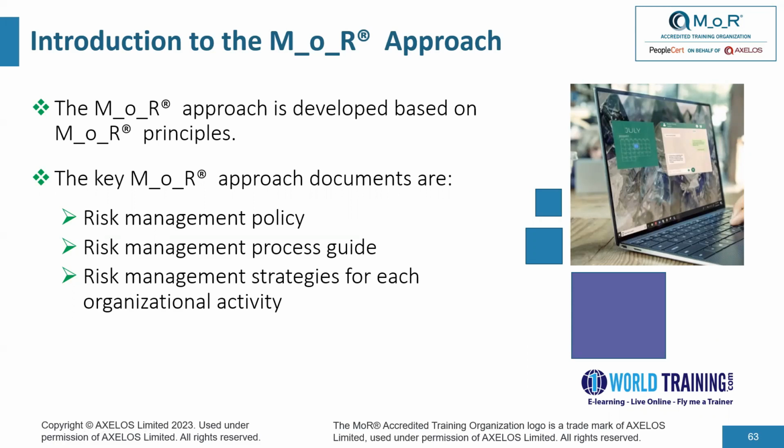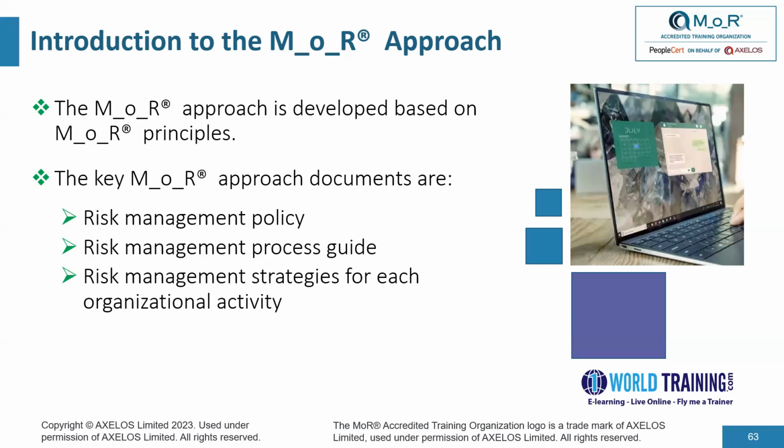And then you have the risk management process guide. It explains how an organization executes and implements risk management and the roles and responsibilities of people who perform the tasks related to risk management. And then you have risk management strategies for each organizational activity. This one documents the way the risk management policy and process will be implemented for a specific organizational activity.